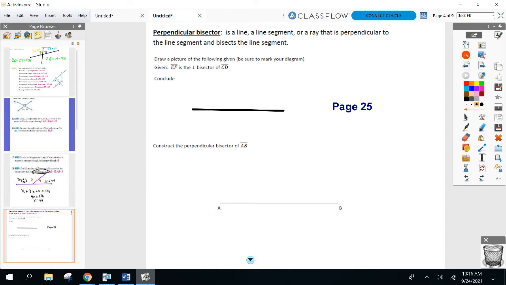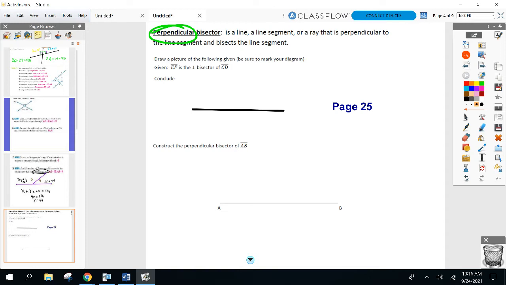Well, I can do the same thing, but for a segment. I can still call it a bisector, but now I'm going to cut a segment in half. Not only am I going to cut a segment in half, what's that word mean? What do you think when you hear perpendicular? What type of angles? Right angles. So not only am I going to cut a segment in half, the line that's going to cut it in half is going to form a right angle. All right? So here we go.